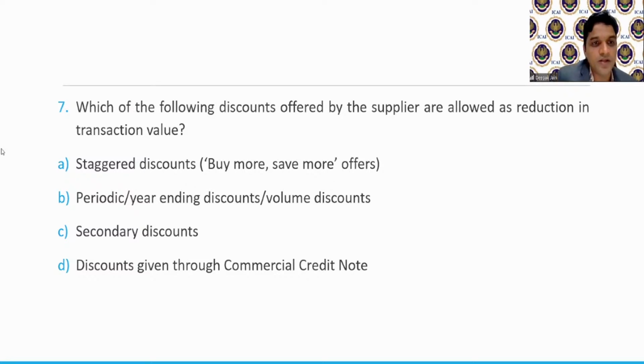Staggered discount, periodic year-end discount, secondary discount, discounts given through commercial credit note? This is a little tricky question. I think most of you will get confused here.